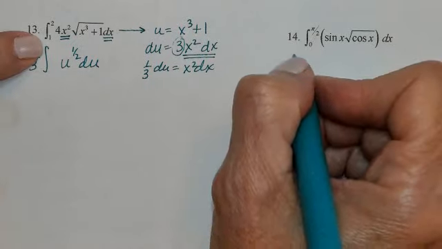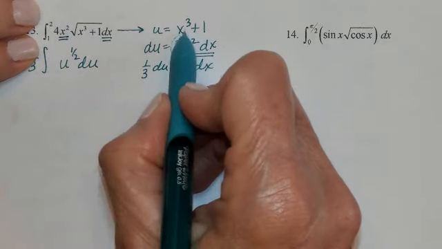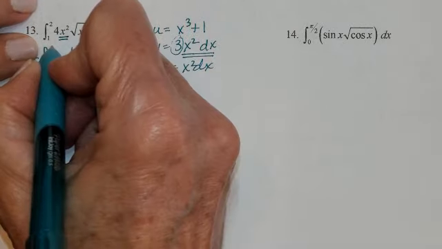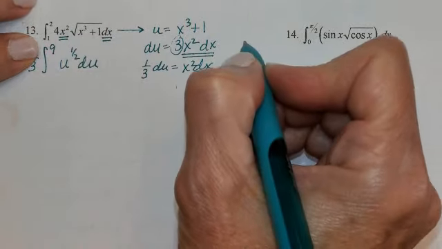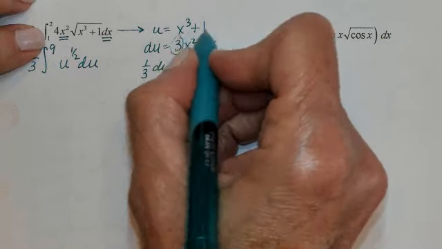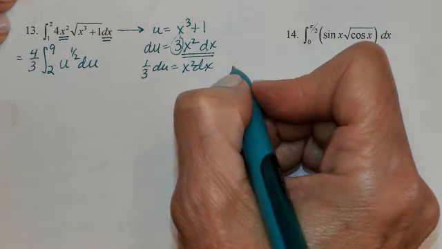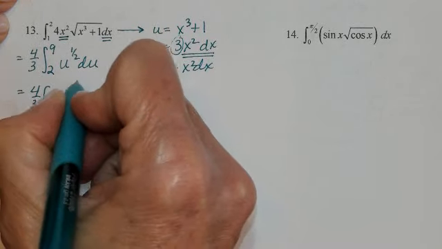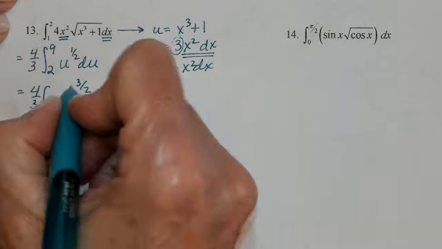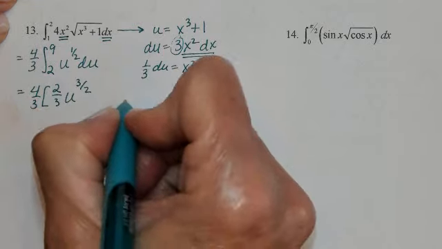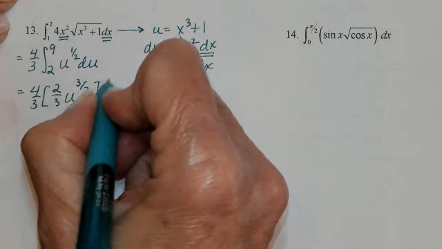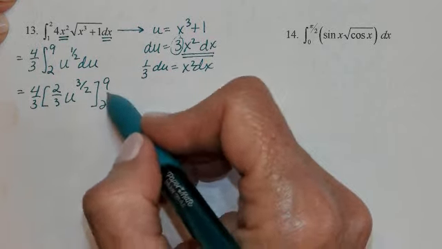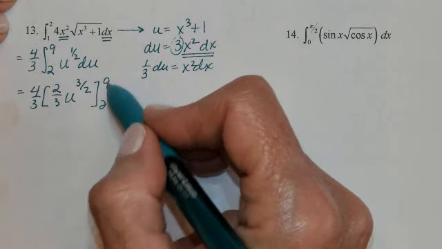What's my new upper boundary? My new upper boundary would be 2 cubed plus 1, which is 8 plus 1, or 9. My new lower boundary would be 1 plus 1, which is 2. Time for power rule. U to the 3/2 times 2/3, right? Evaluated from 2 to 9, and these are our u values, so don't go back to x's.